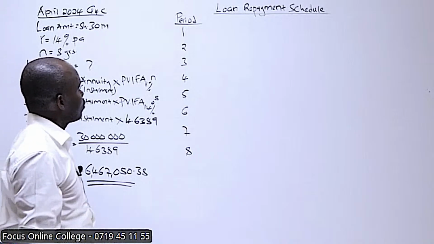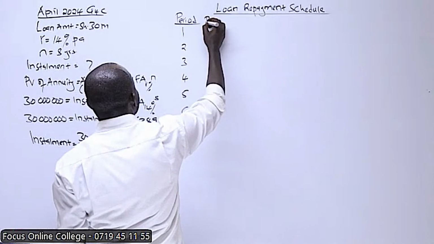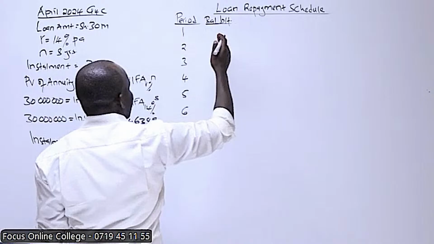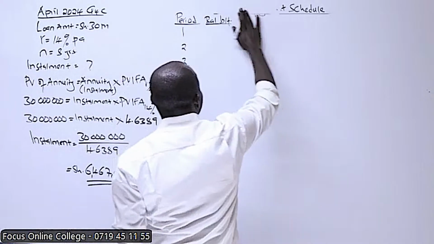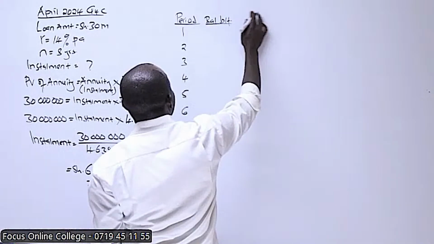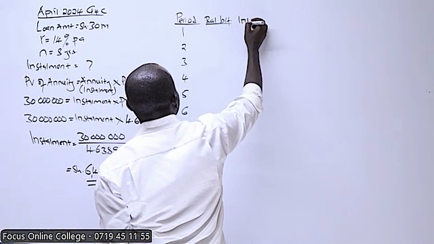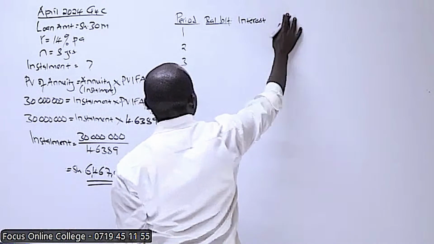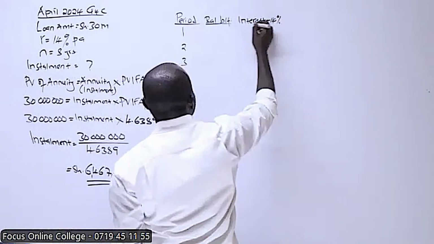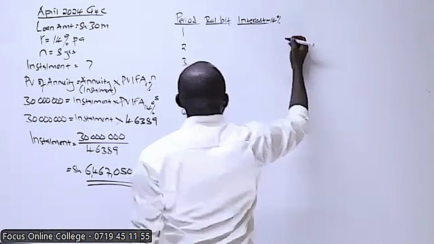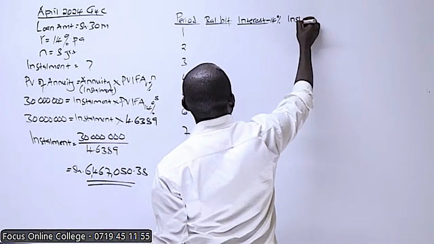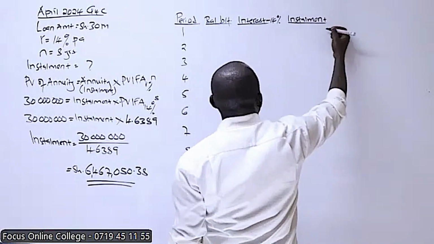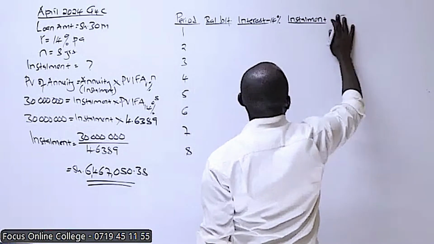So now here we will have balance brought down or balance brought forward, whichever. Balance brought forward. Then here you'll have interest. We are charging interest at 14%. Then here we have installments. And here we have balance carried forward.